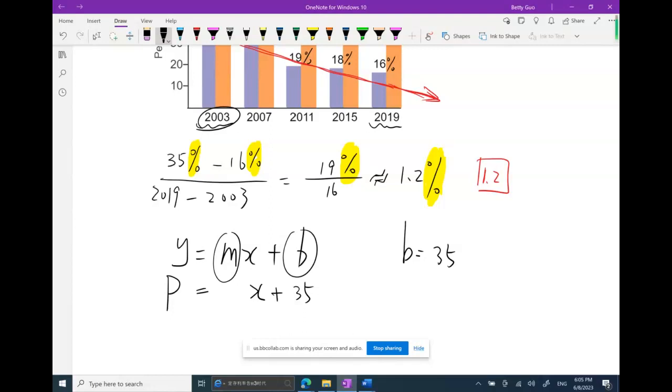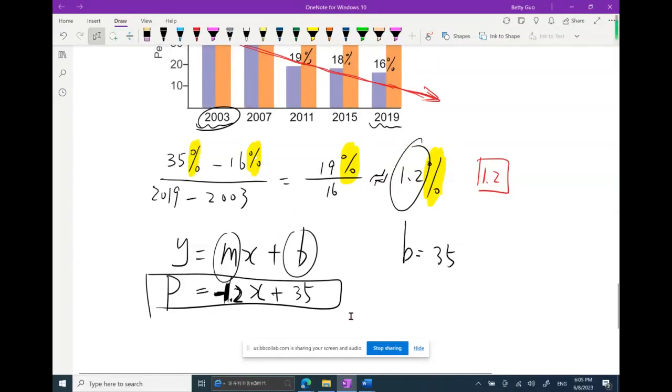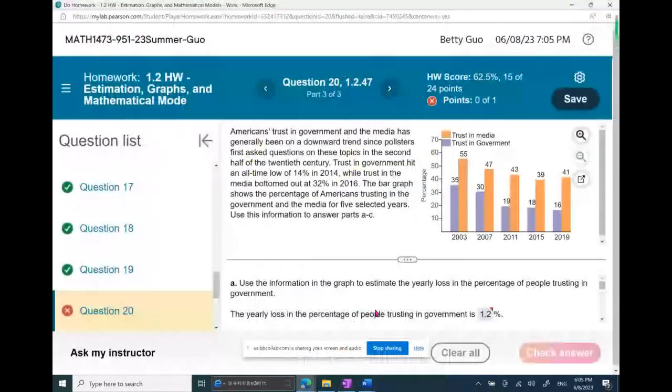And what about the slope m? Firstly, it's negative because the line goes down. And what's the value? 1.2%. But we do not put 1.2% converted to 0.012. I think I made a mistake yesterday on that. Instead, we only need to put 1.2 because it's already a percentage. So the linear model that could approximate the trend here is this equation. So that's the question we were at yesterday. Now let's go back and continue.